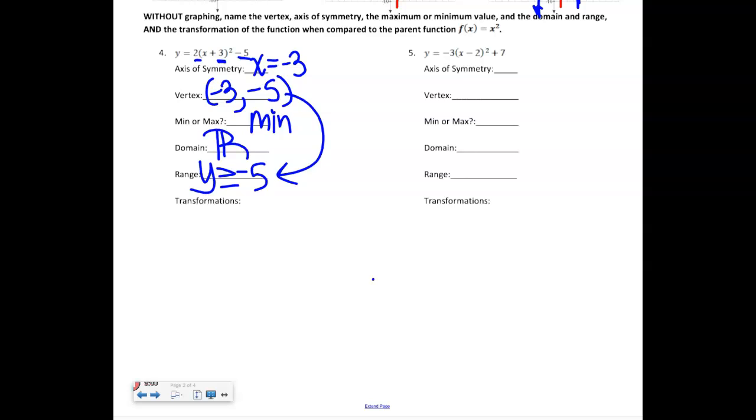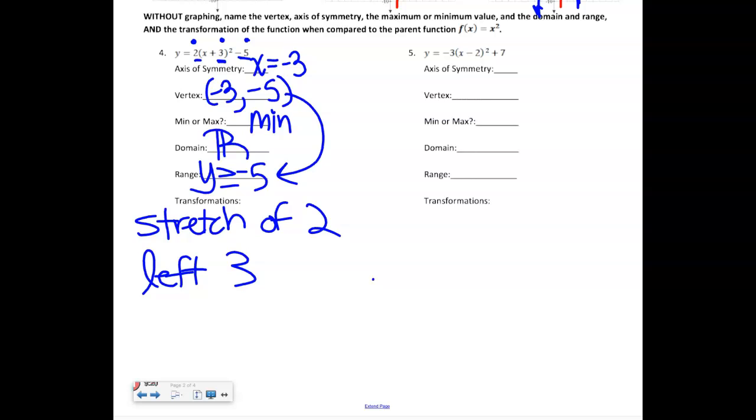Okay. Now, transformations, we haven't talked about this. So when we're looking at these, we're looking at these 3 numbers here. So the 2 in front means it's a stretch of 2. That +3 means we're going to go left 3.